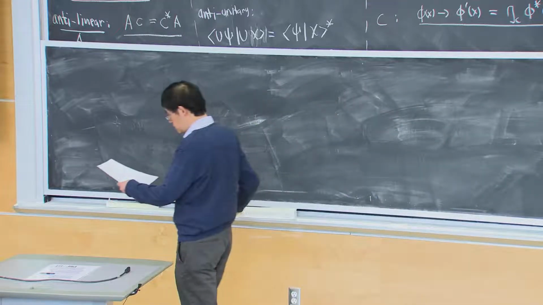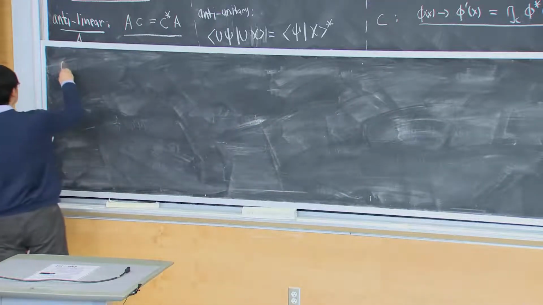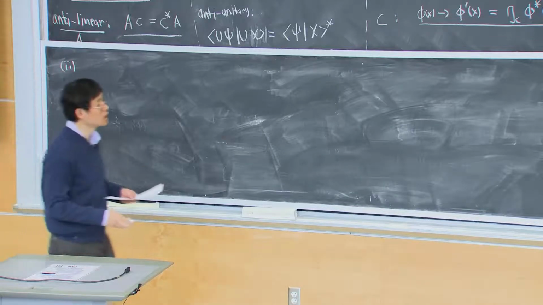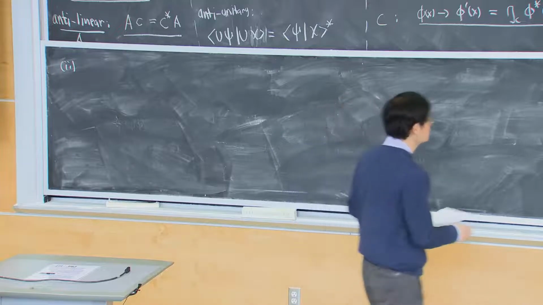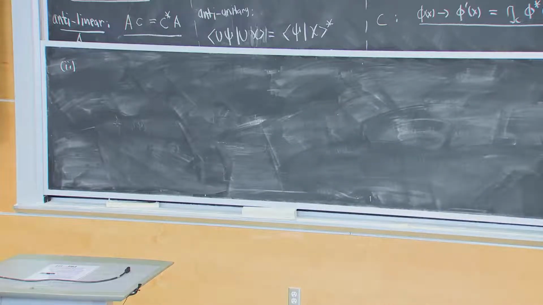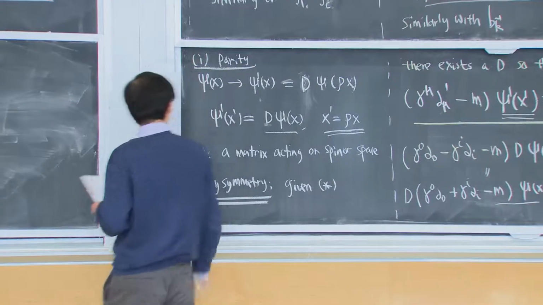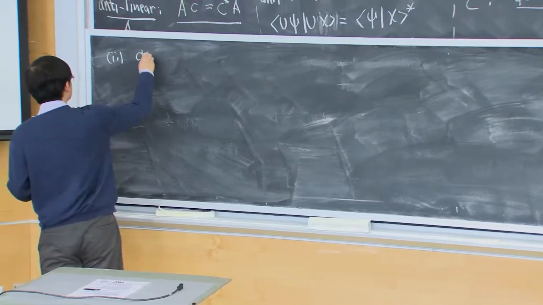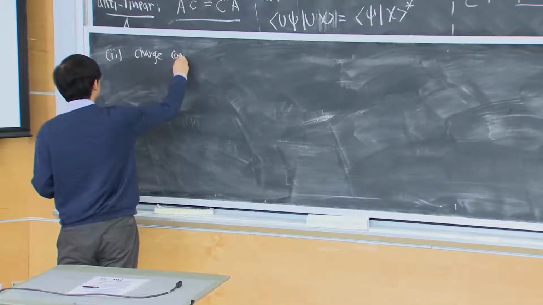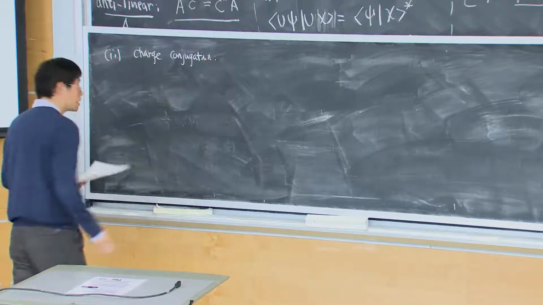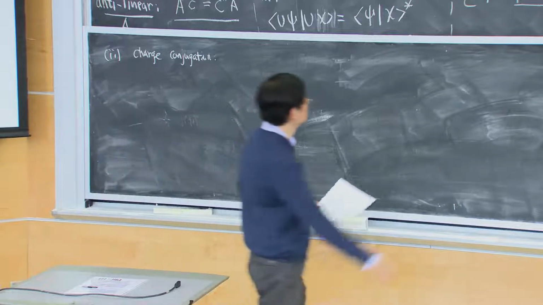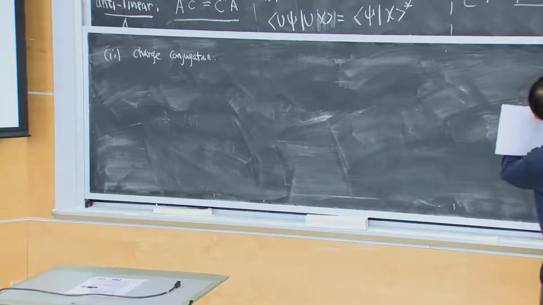So now let's do the charge conjugation. Here I should put a thing here with parity. So we are doing parity here. So now let's do the charge conjugation. For the scalar case, the charge conjugation just takes the phi star.